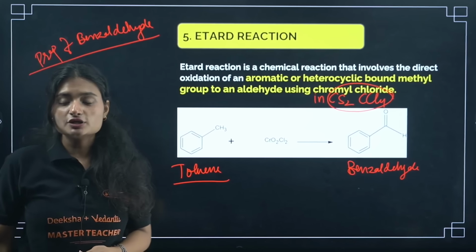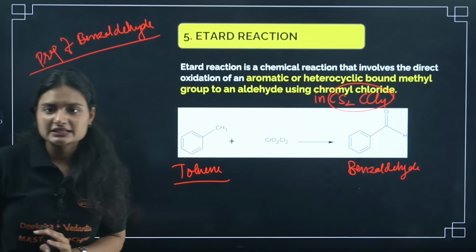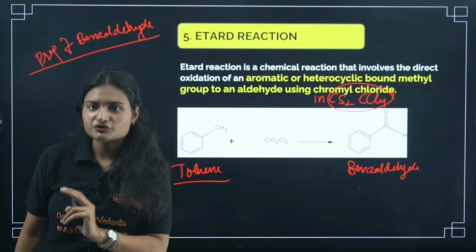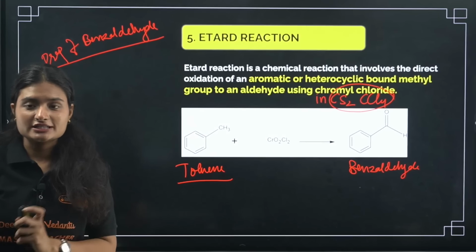Next reaction. Okay, one more thing. Sometimes somebody will ask about ethyl benzene. If we use ethyl benzene, the product will not be benzaldehyde. In that case, you will get acetophenone, which is a ketone.